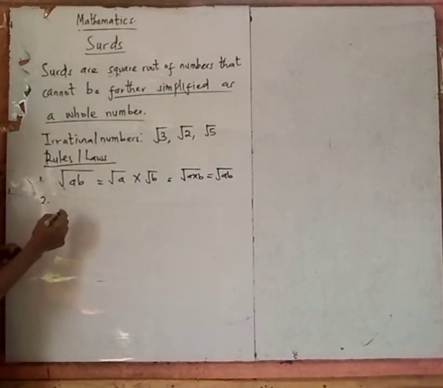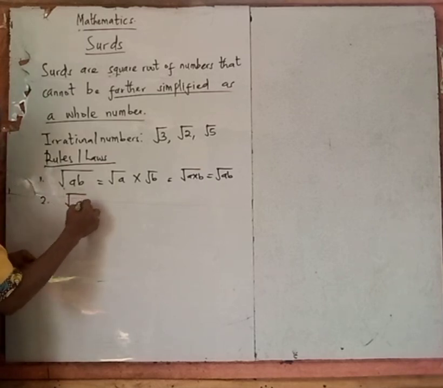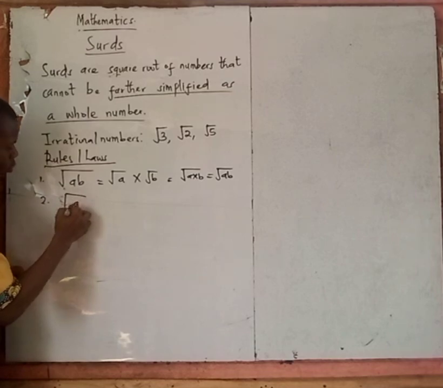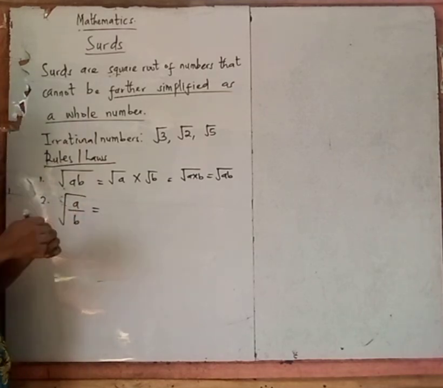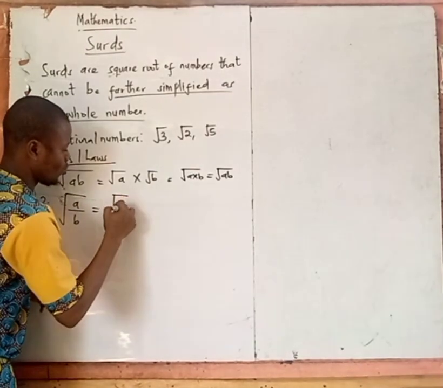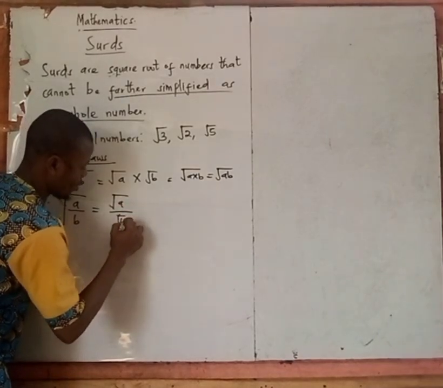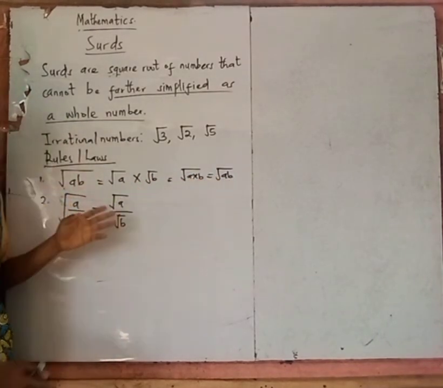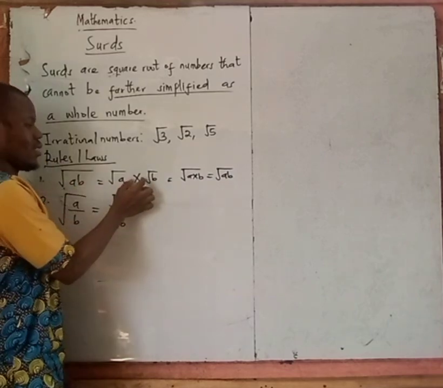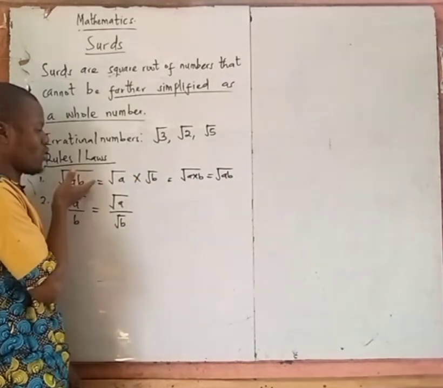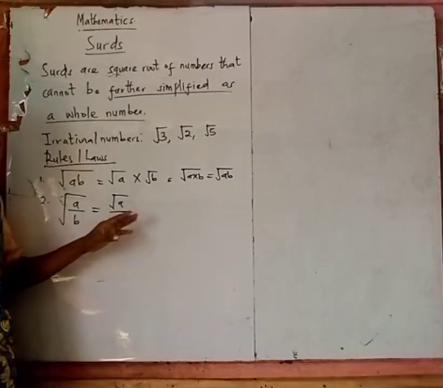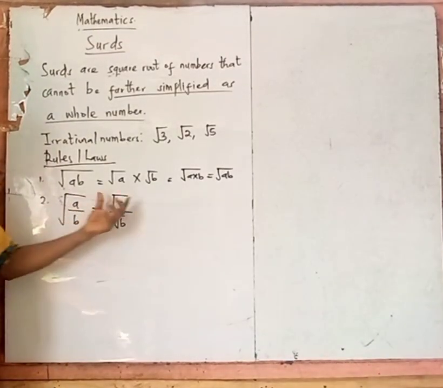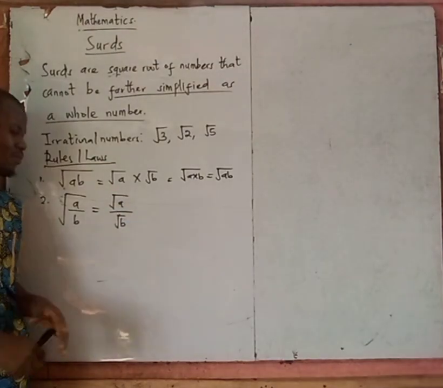So number 2, square root of A over B is the same thing as root A over root B. It is the same as this one, but the difference is that this one is a multiplication, where you are multiplying two numbers, but in this case we are dividing the numbers. So the square root of A over B is the same as square root of A over square root of B.